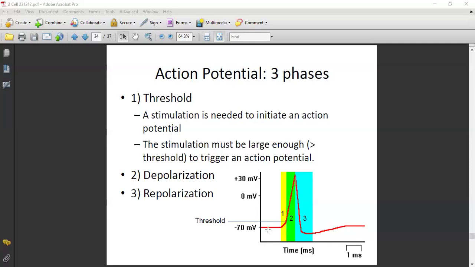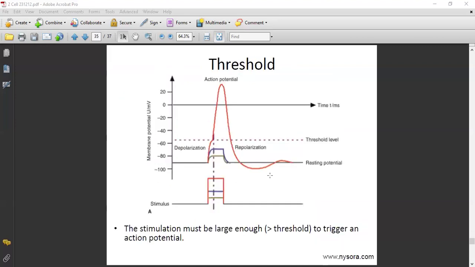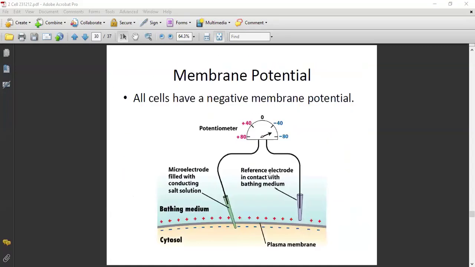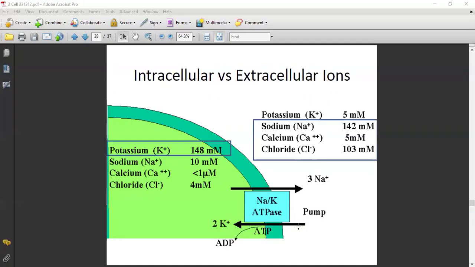Location and function: where is it? On the cell membrane, the plasma membrane. What does it do? It makes the membrane potential change quickly, and that change can travel along the cell. That's very important to conduct an electric signal along the cell membrane. We know that the membrane is continuous, covering the whole cell.